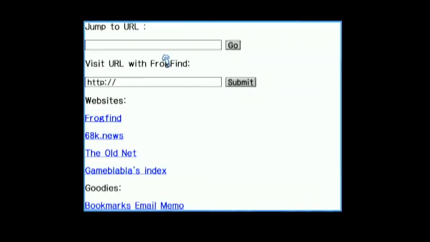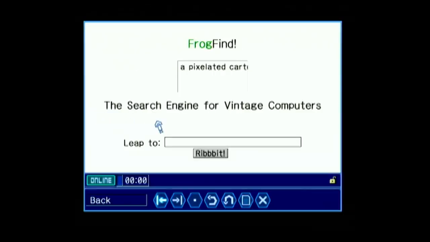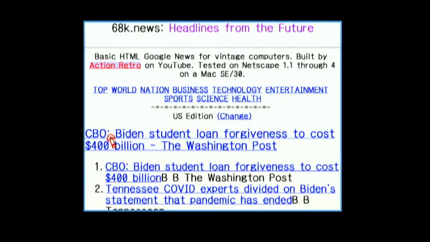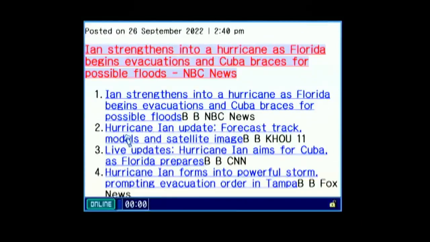Now, of course, the first URL should be mostly used if, say, you want to access, for example, WRP on your local network. That will work for that. But for pretty much everything else, I would use Frog Find instead, which you can also access here. And it's available, 68k.news. So it works.